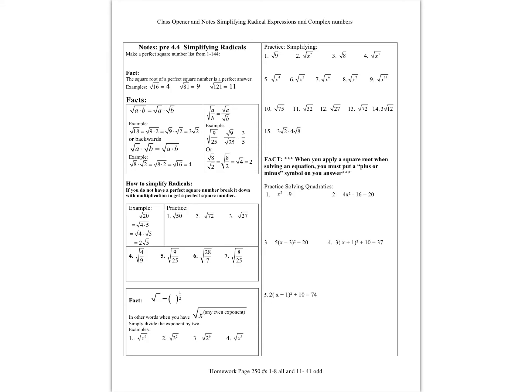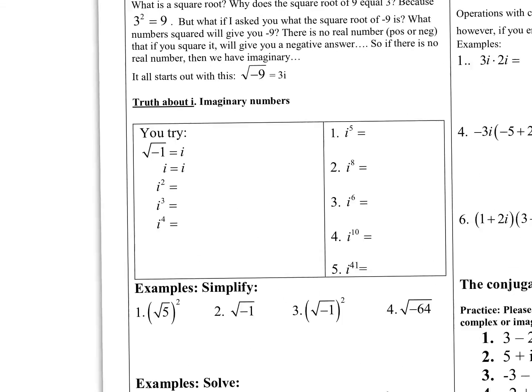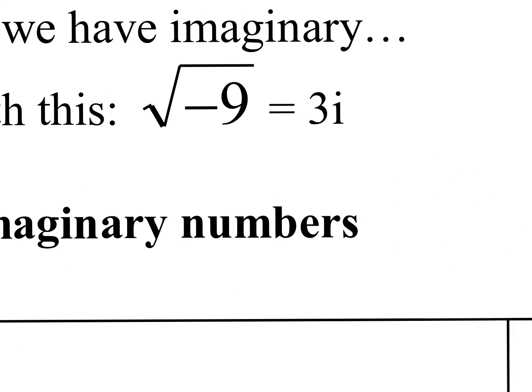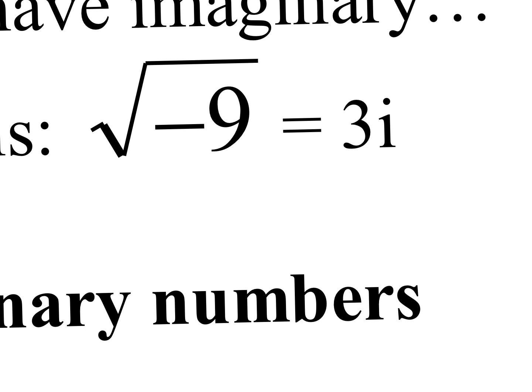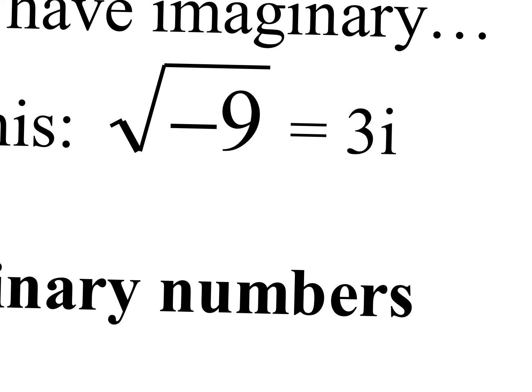We're going to begin. This is the back side of this worksheet, where we have complex numbers. Here we go. Even before trying any of these, we all know that the square root of negative 9 is 3i, right? Yes. Okay. The square root of negative 9 is 3i.